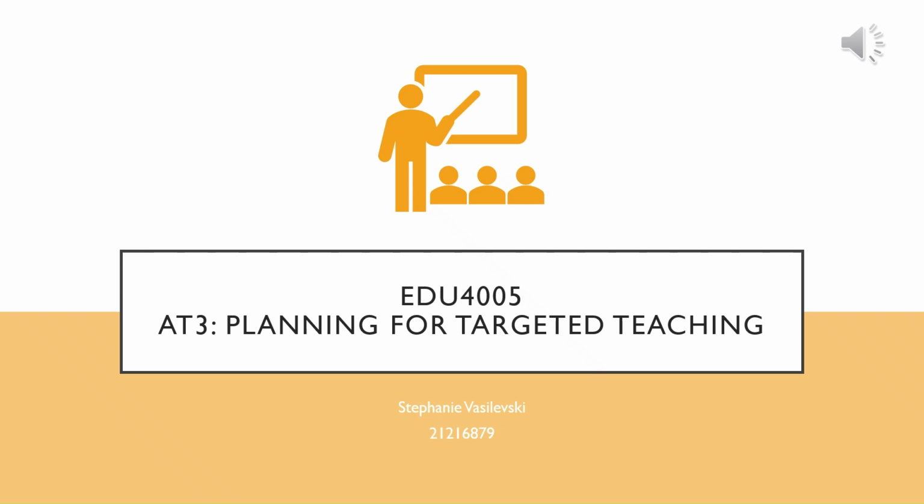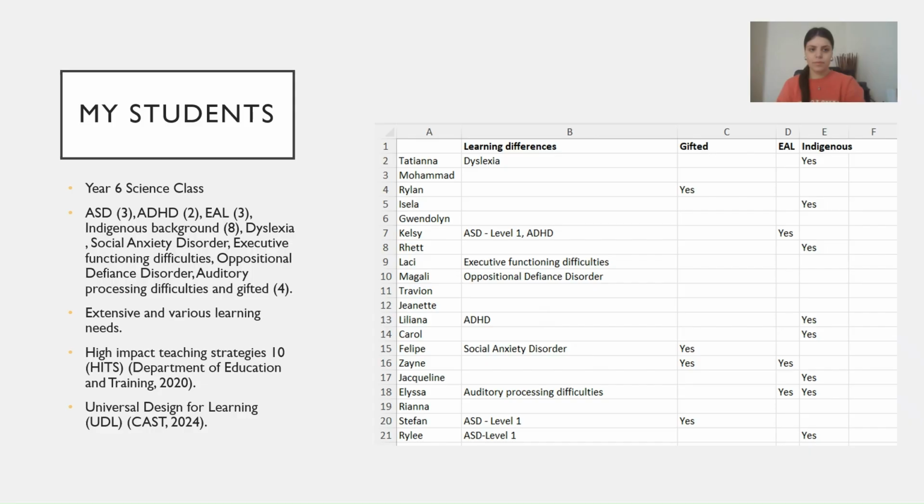This presentation outlines my targeted teaching plan for a Year 6 science class and demonstrates my understanding of differentiated instruction guided by student data, progression, and evidence-based pedagogical strategies aligned with the Victorian curriculum. It builds upon the data analysis and learning goals developed in Assessment Task 1 and 2, showing how that evidence has informed my planning decisions and differentiated instruction for this class.